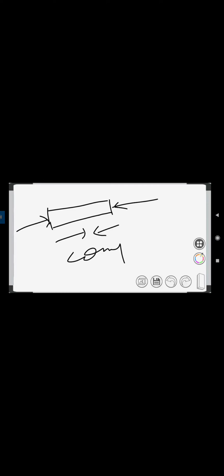Now let's come to compressive stress. A body subjected to stress in this manner, where the particles will compress and the length will be shortened, is known as compressive stress, and this is negative.